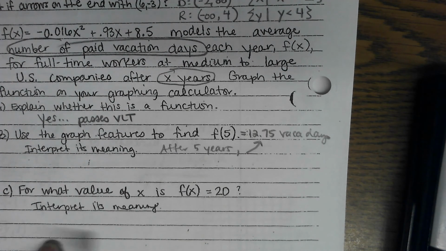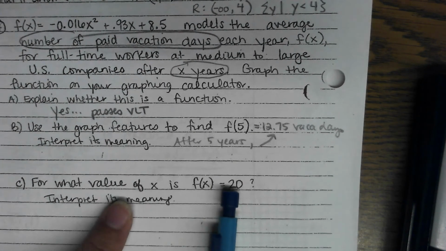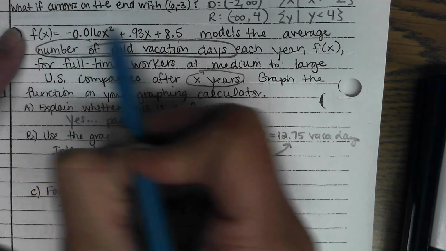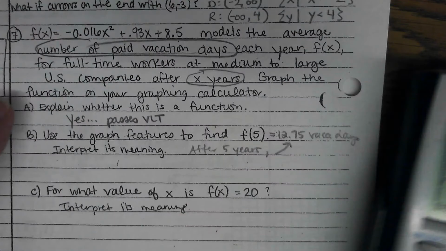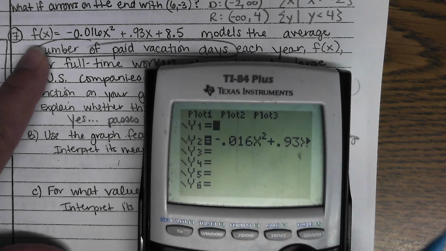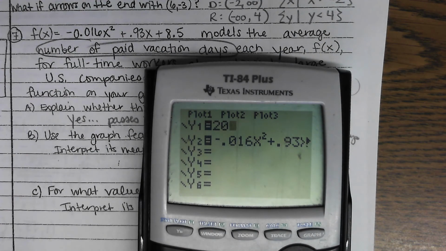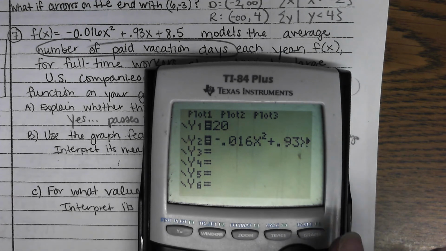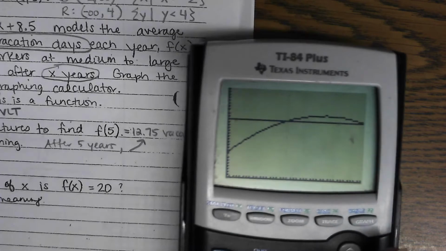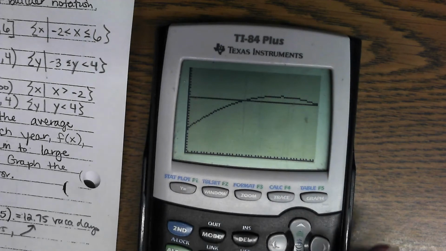And then lastly, for what value of x is f of x equal to 20? So 20 equals all of this. The best way to do that is kind of with a system again. So keep this function in there, but also put in a second function of just y equals 20. It's just going to be a flat horizontal line across. Okay? So for what value of x is f of x equal to 20?